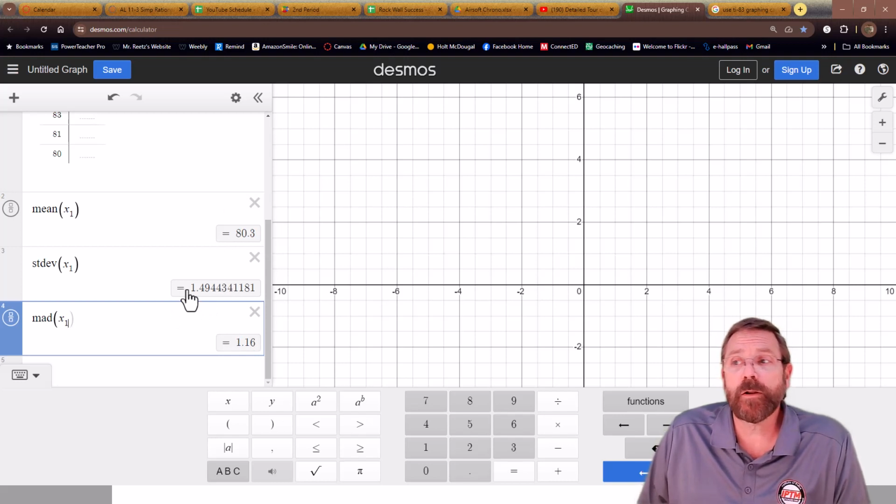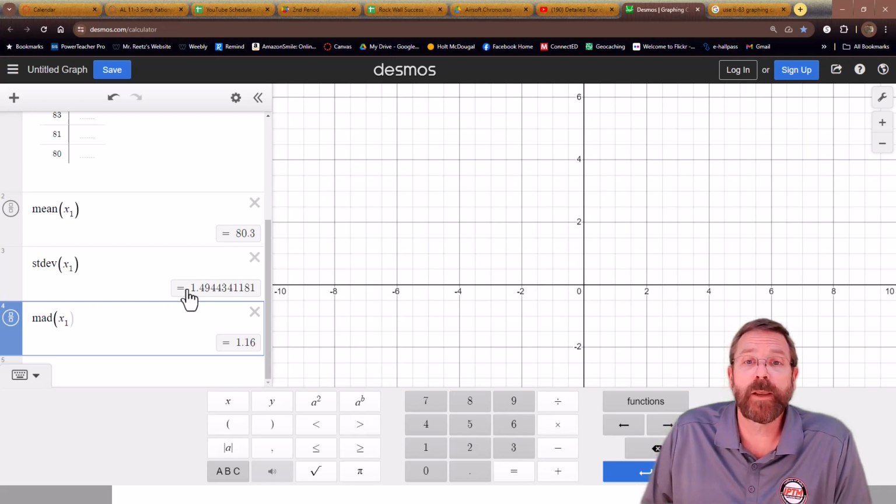The graphing calculator is a wonderful resource, and you're going to be using it a lot in high school to find all kinds of things. You're really going to like finding the stuff this way versus using the pen and paper way.